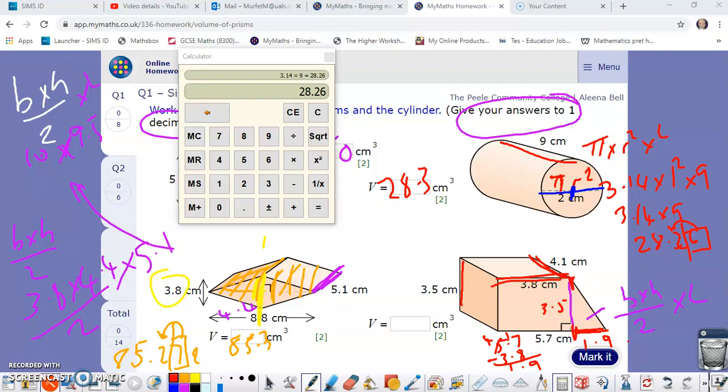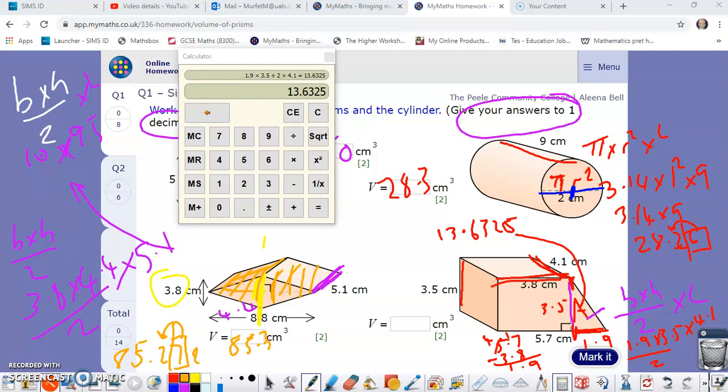So I've got 1.9 times 3.5 divided by 2 times 4.1. Put that in the calculator. 1.9 times 3.5 divided by 2 times by 4.1. That gives me 13.6325. We're going to have to come back to that measurement in a second. That's my shape A.